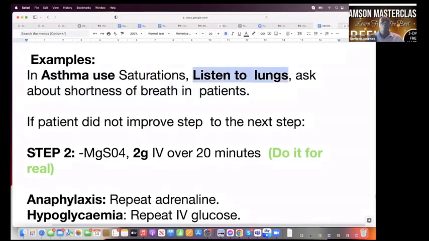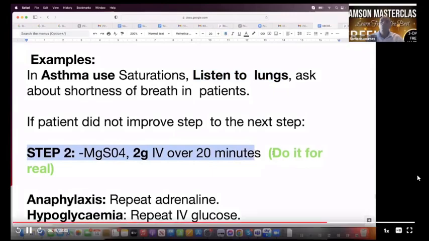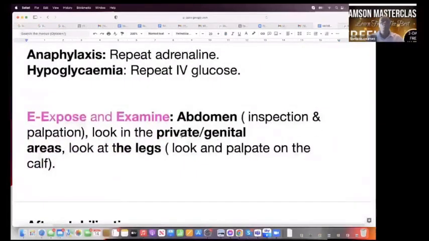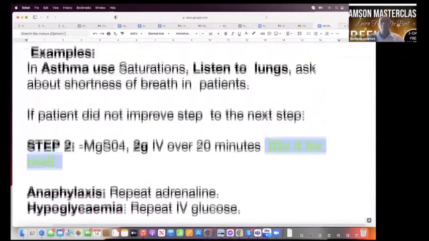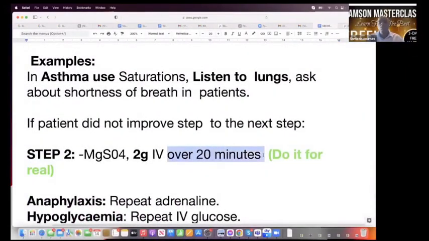Then you step up to magnesium sulfate. I'm going to give you magnesium sulfate now, 2 grams IV over 20 minutes. Do it for real. Go and take it from the emergency trolley. Then you go to E. You're giving it over 20 minutes, so give it about 15 to 20 minutes to work, the magnesium sulfate.